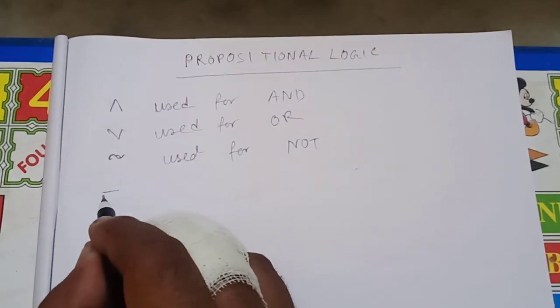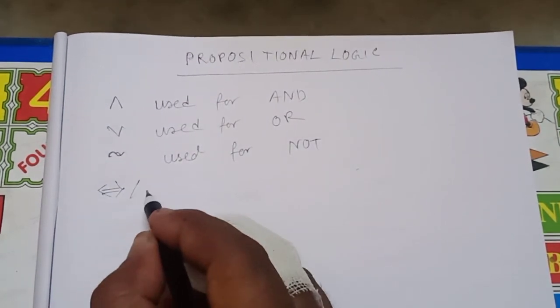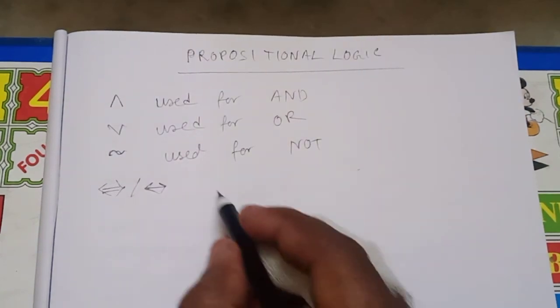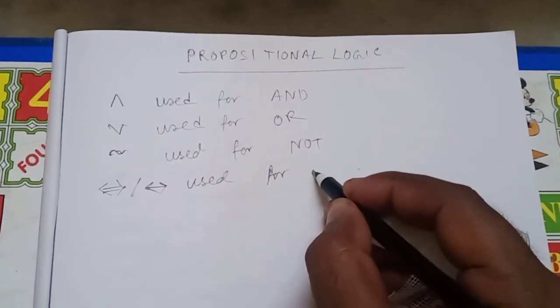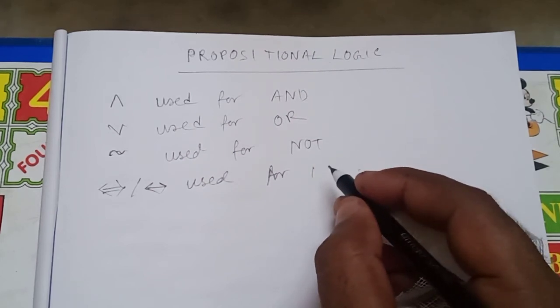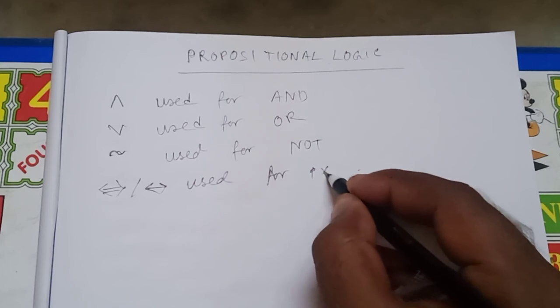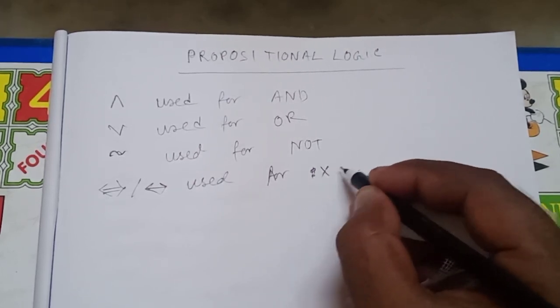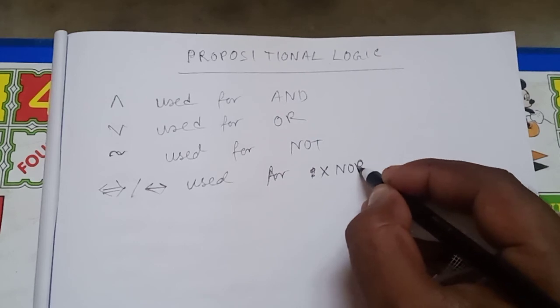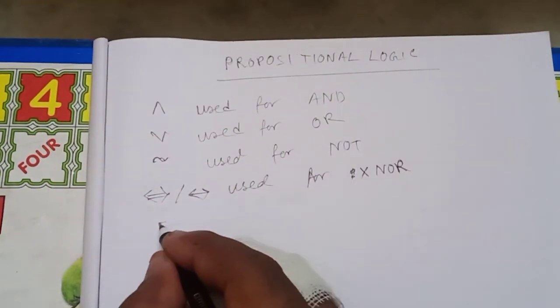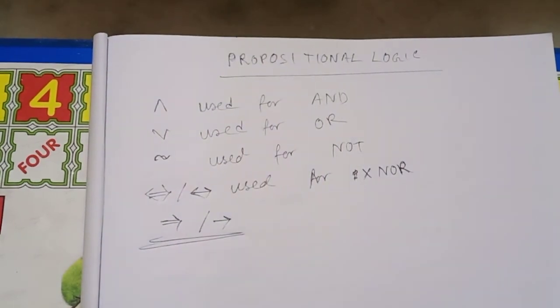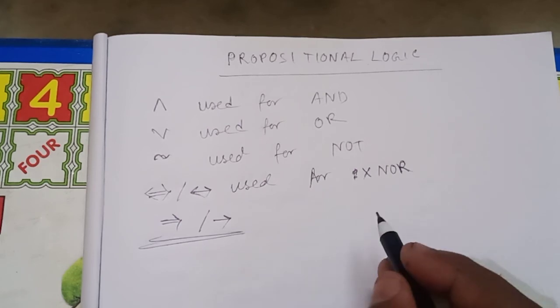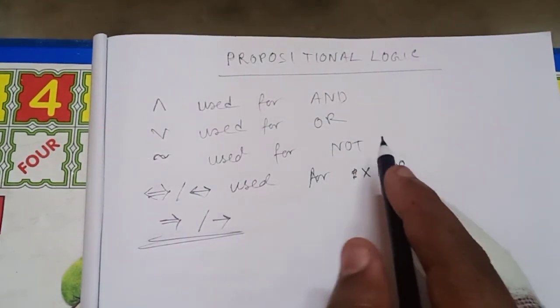And this one, the double-sided arrow, or you can use a single arrow this way, is used for XNOR gate. And another sign is present, this way or single. This one indicates something else; you cannot find this as any other single gate.